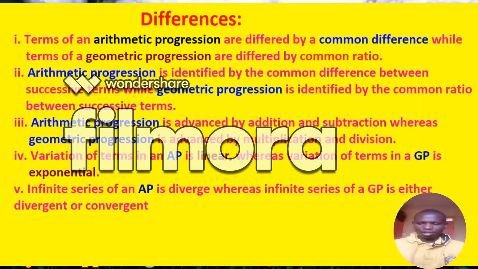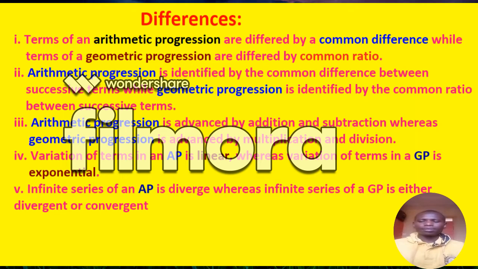The second difference is that an arithmetic progression or arithmetic sequence is identified by a common difference between consecutive or successive terms, while on the other hand, a geometrical sequence or geometrical progression is identified by a common ratio between successive terms.